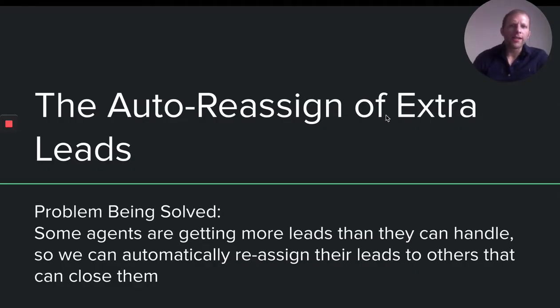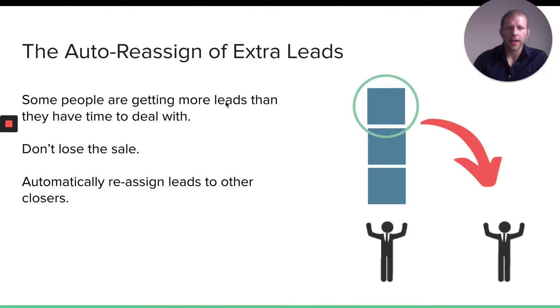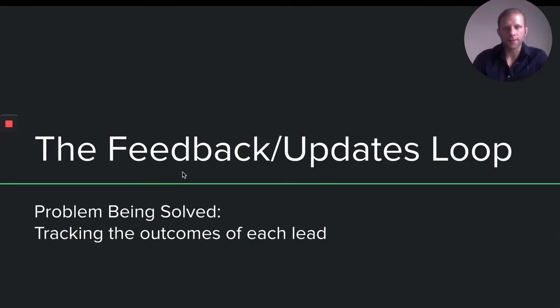The auto reassign of extra leads. So the problem being solved is some agents are getting more leads than they can handle, so we automatically reassign their leads to others that can close them. Again, this came about by someone mentioning that they had this as an issue. Some people are getting more leads than they can get to, so you choose which closers you would like it to reassign it to, and our system will detect when this person has too many leads, and it will reassign it to one of the closers that you've indicated. This way, you don't lose any sales.